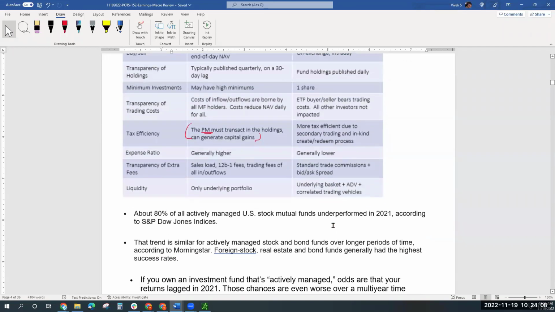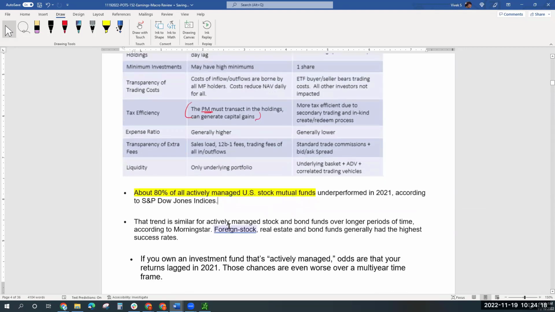But now it comes to the performance. About 80% of all actively managed mutual funds underperformed in 2021. The 2021 market gained almost 28%, and still 80% of the actively managed funds underperformed. Now the question is, if we really want to beat the market, you have to really fish out those 20%, which is a very, very difficult task.